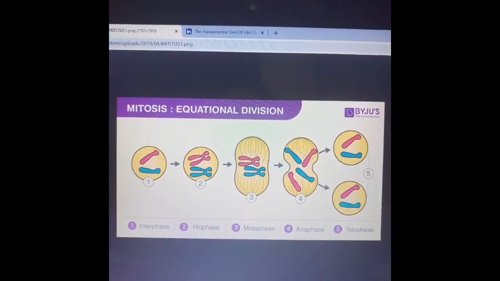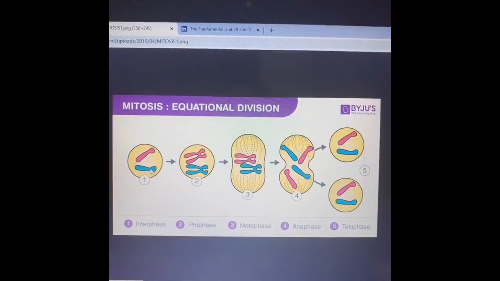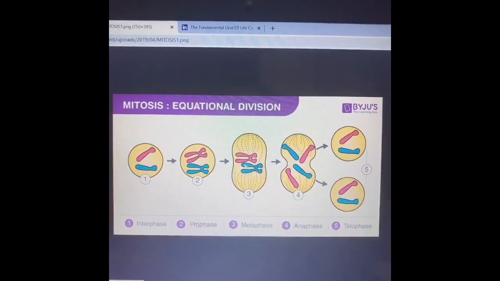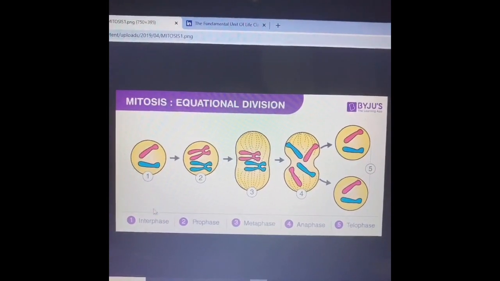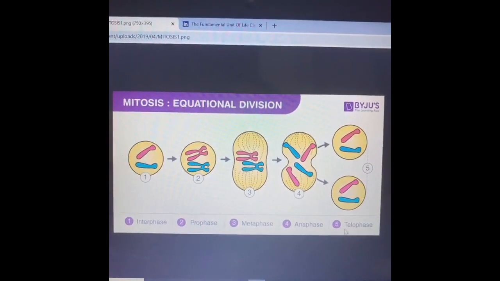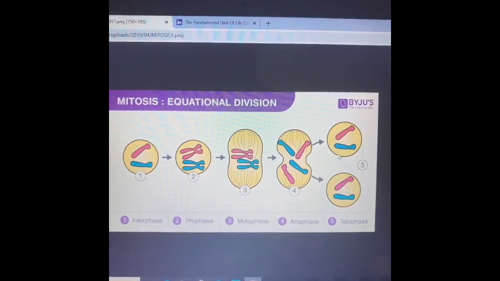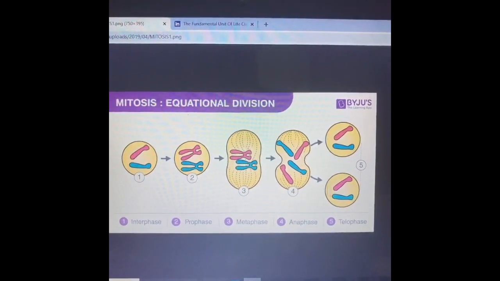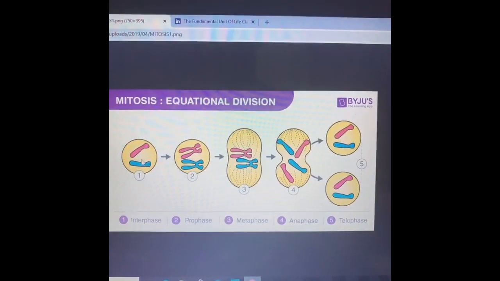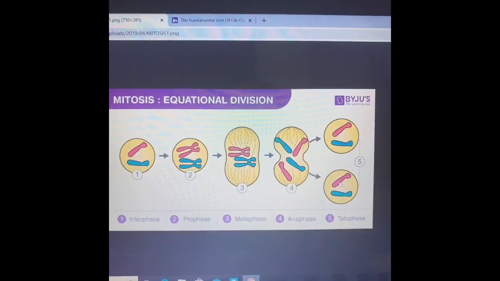Here is another picture. You see the initial cell has 2 chromosomes. When it undergoes division, various changes occur. They are named interphase, prophase, metaphase, anaphase and telophase. And what happens, you see the chromosomes divide and give rise to 2 cells which have the same chromosomes as the beginning. Beginning also 2 chromosomes, at the end 2 cells having those same 2 chromosomes.